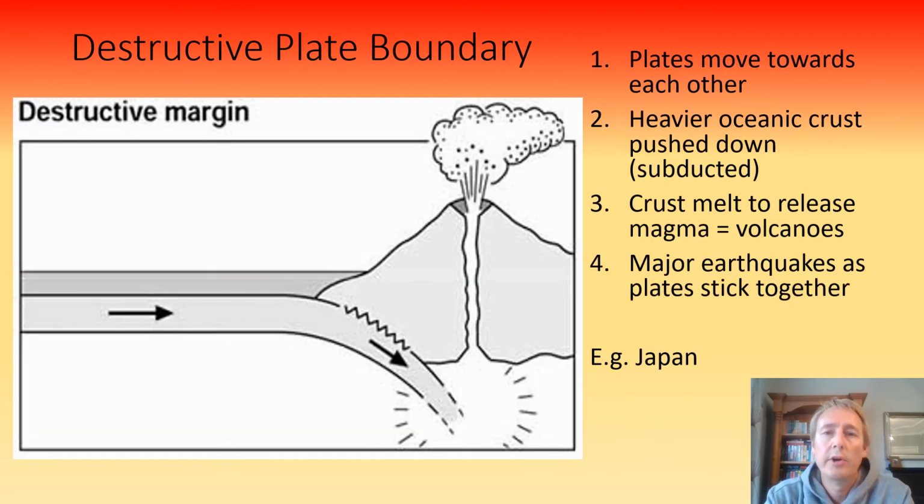The second scenario is a destructive plate margin or plate boundary. Here, an oceanic plate and a continental plate meet, and the heavier oceanic plate is forced downwards into the Earth in a process called subduction. As this plate gets pushed downwards into the Earth, it melts, releasing magma, which then can form a volcano. You also get earthquakes here, and a famous place in the world would be Japan. That's where subduction happens, where you've got a tectonic plate being pushed below another.